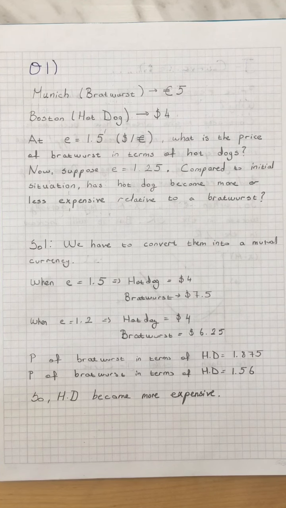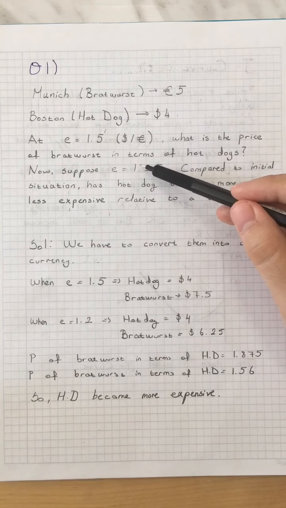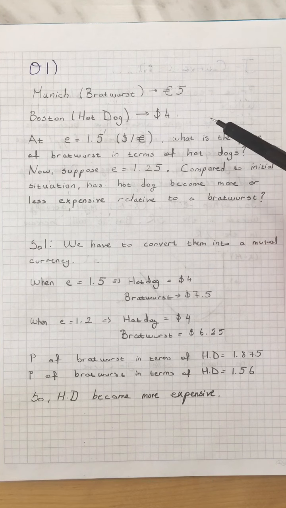All else equal, how does the exchange rate change as the euro becomes $1.25? Compared to the initial situation, has the hot dog become more or less expensive relative to a bratwurst?